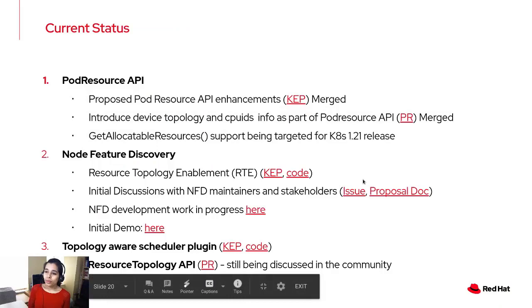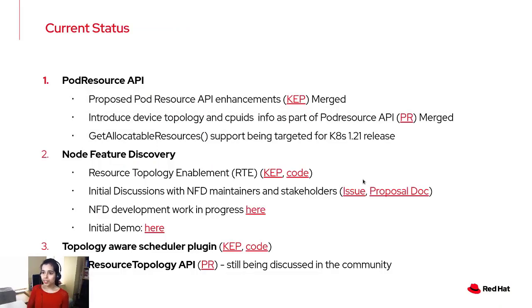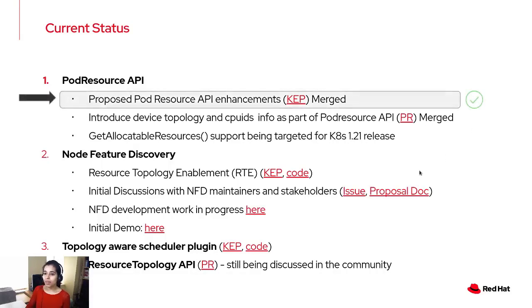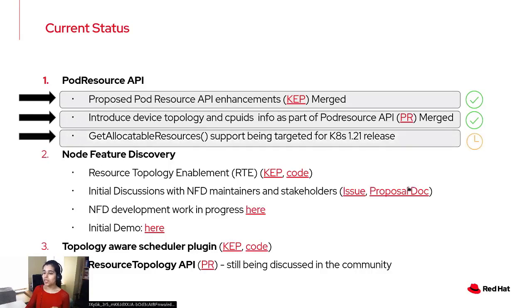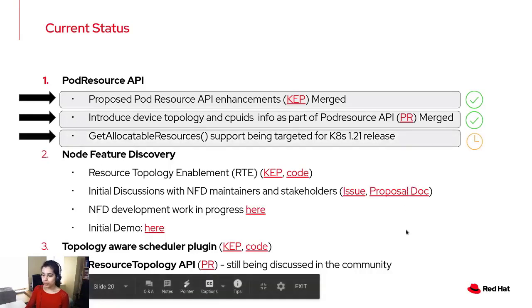So let's talk about the current status of this project. In terms of the pod resource API changes, the Kubernetes enhancement proposals have been merged. We've introduced device topology and CPU ID information as part of the pod resource API, and the pull request corresponding to that has been merged. We're targeting get allocatable resources for the Kubernetes 1.21 release.